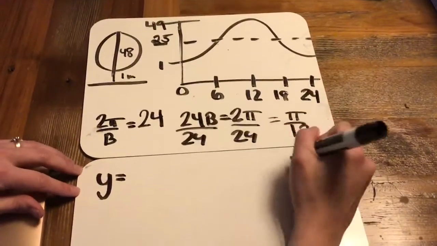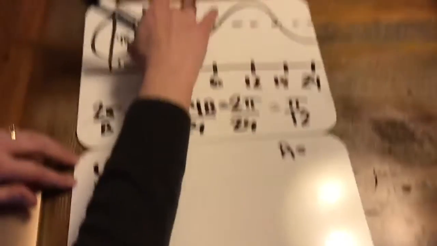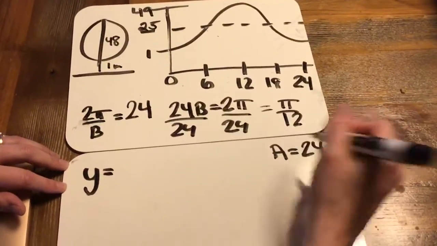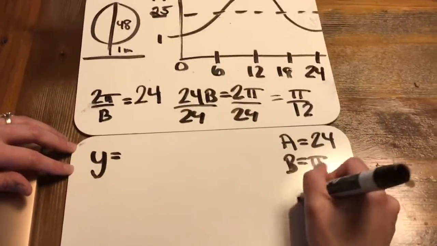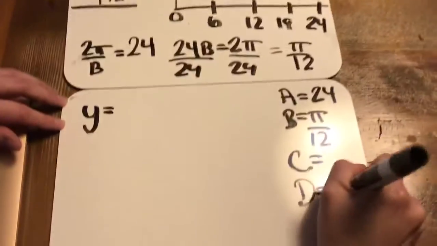So I knew that my A, the distance between 25 and 49, is 24, okay? My B, we just found, was pi over 12. My C, we're going to pick, and my D, we found the middle between 49 and 1 is 25.